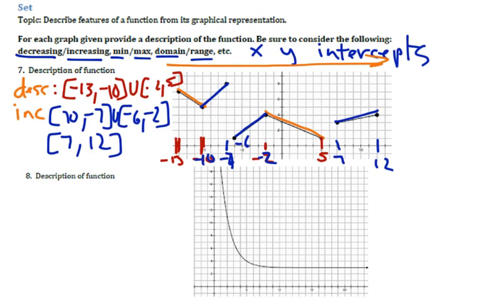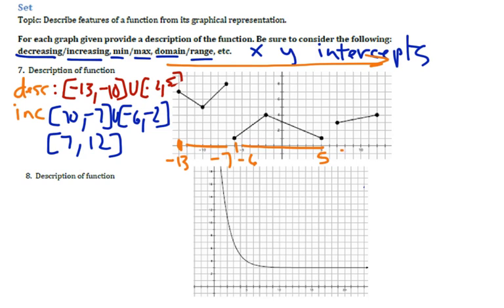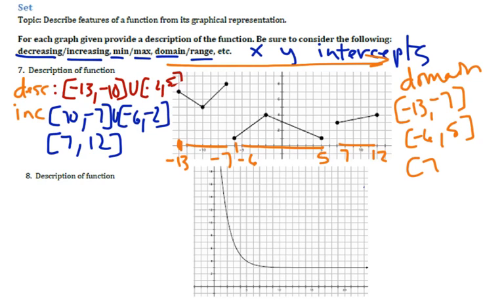Okay, now that domain, remember that a domain is the possible x values, and the range are the possible y's. So let's delete the increasing and decreasing. Okay, so our x's start here at negative 13, and they go to negative 7. Then negative 6 to 5, and 7 to 12. So the domain is all those numbers from negative 13 to negative 7, negative 6 to 5, and 7 to 12.